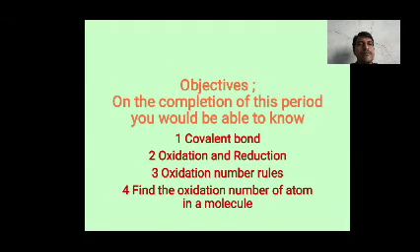What is a covalent bond? How do you form a covalent bond in a molecule like hydrogen, oxygen, nitrogen? What is oxidation? What is reduction? What is oxidation number? How do you calculate the oxidation number? By using some rules. In a molecule, an atom's oxidation number is calculated by using oxidation number rules. These topics we discuss in this hour.